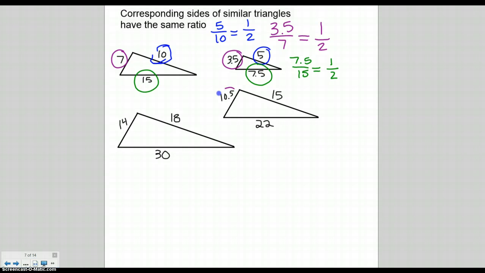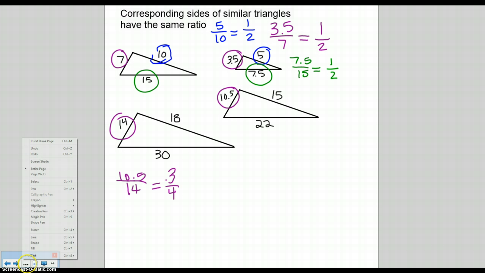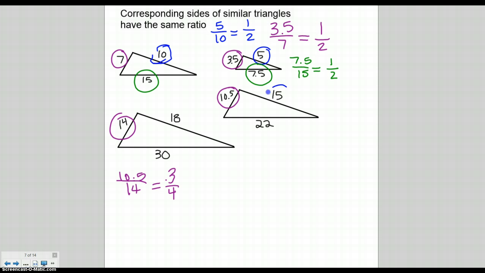So let's start with 10.5 divided by 14. If you do 10.5 divided by 14 in your calculator, you're going to get 0.75, which is congruent to 3 over 4. Okay, so let's look at our next set. Let's do 15 divided by 18. If we do 15 divided by 18 and you put that into your calculator, what do you get? You get 0.83333333333. If you do math enter to get the fraction, you end up with 5 over 6.